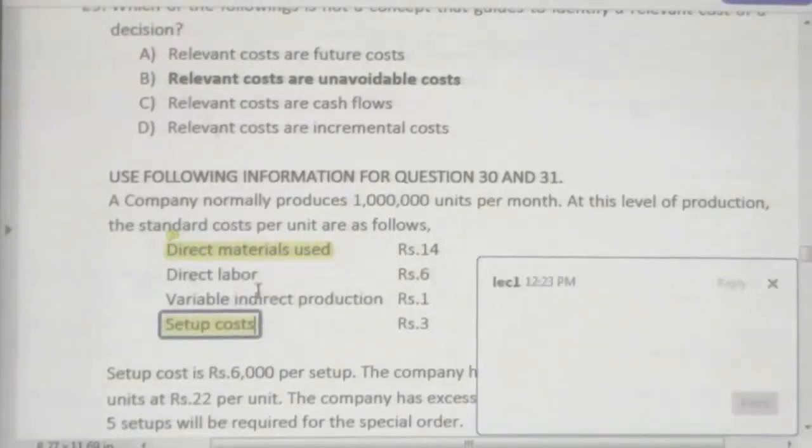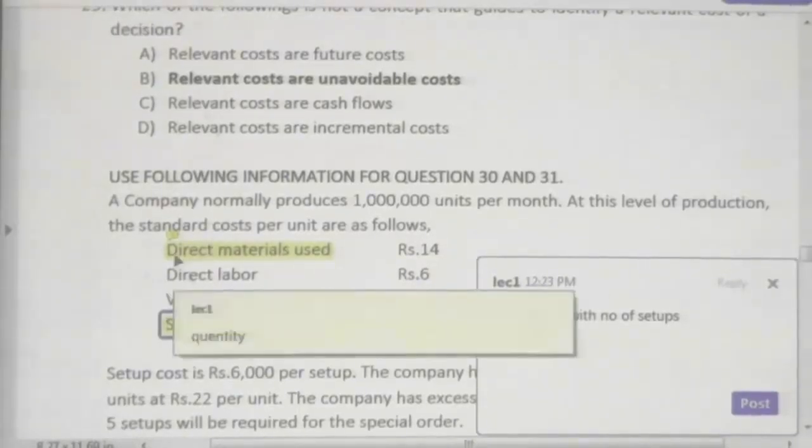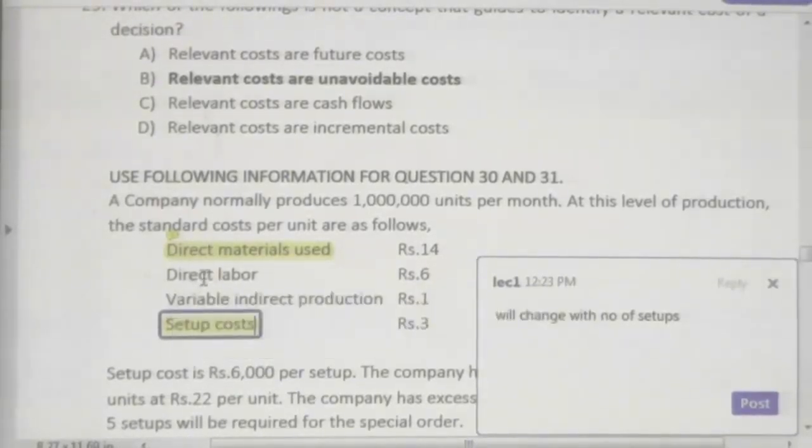with the number of setups, right? Now you can see a difference between setup cost and the other three costs. All other three costs will change according to the number of units. Setup cost will change according to the number of setups. Is that clear? Right.